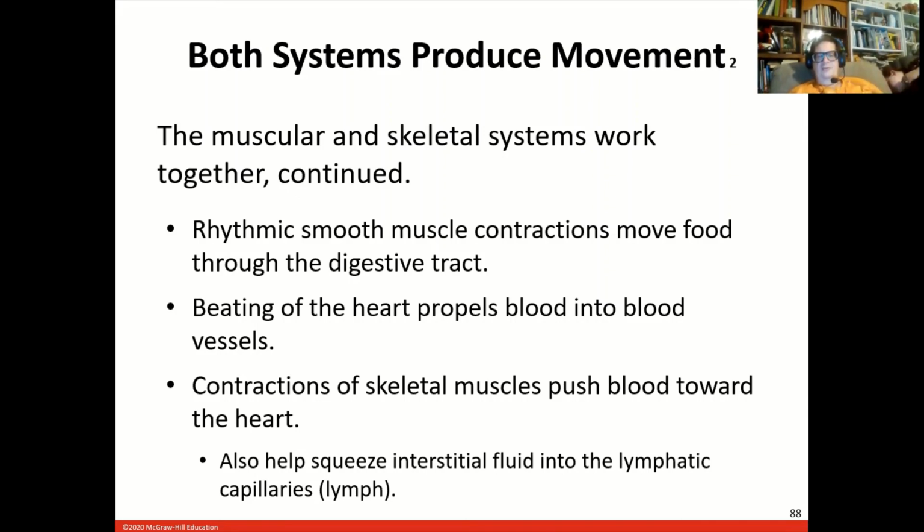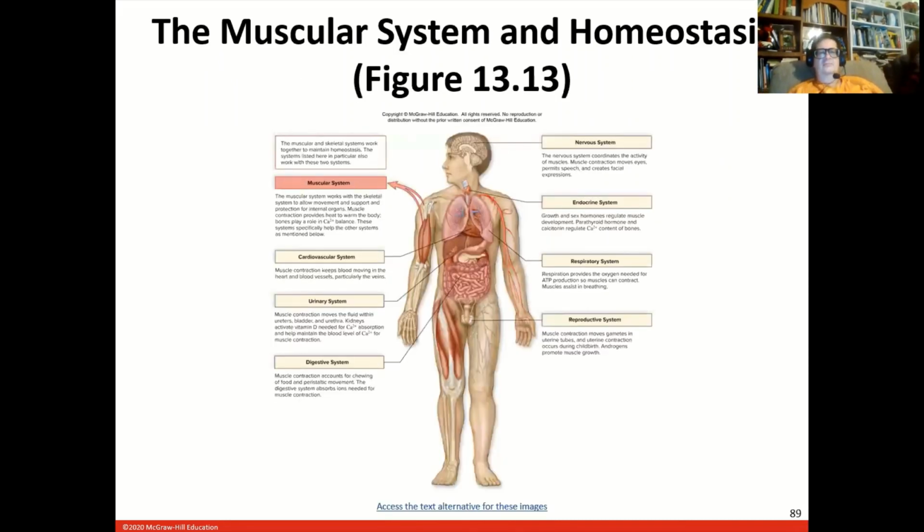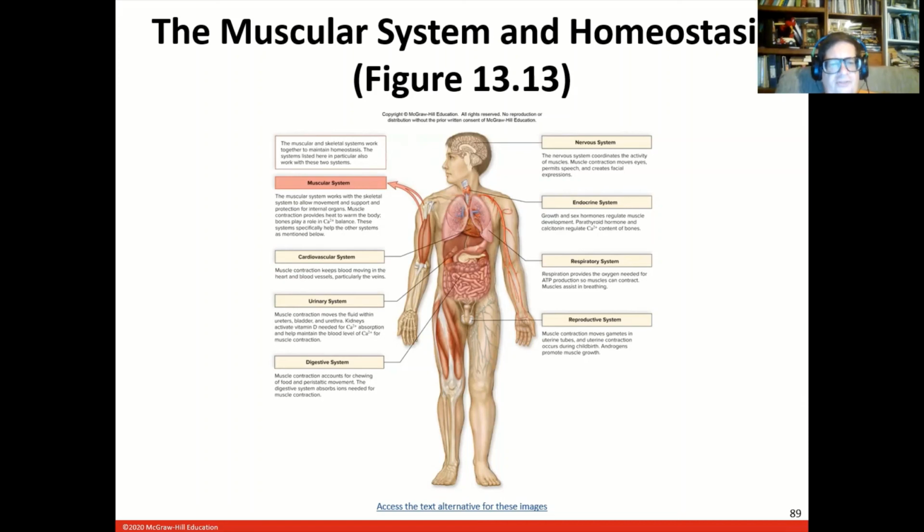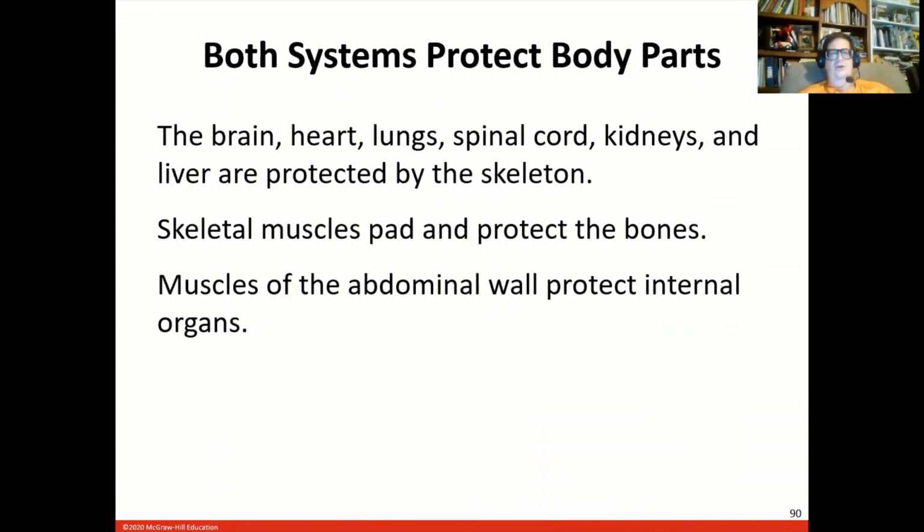So that's what they're talking about with the muscle squeezes: the interstitial fluid goes into the lymph capillary and then it's trapped. All right. Here is figure 13.13, and it's talking about how all these systems work together. But the muscular system is the one we're focusing on. All right, so let me move that so I can read it.